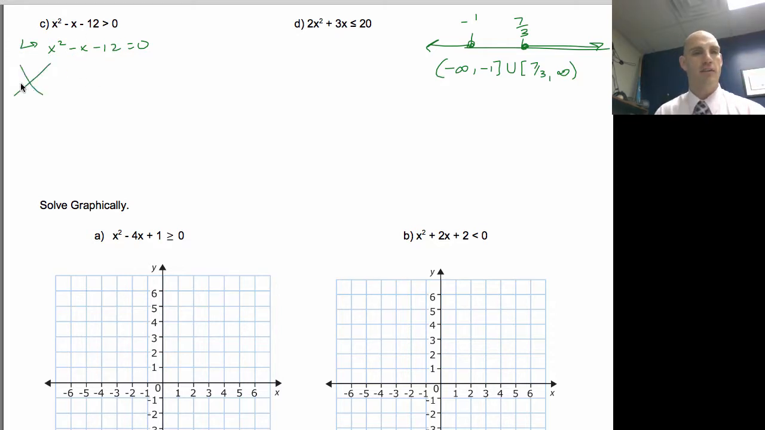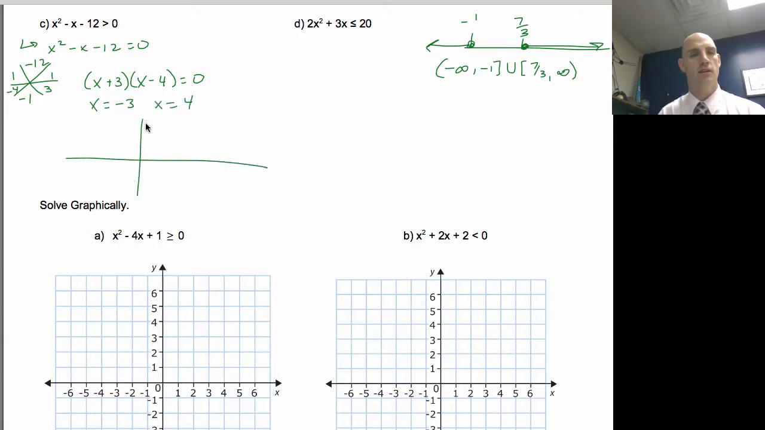So if I factor this, I've got negative 12, and this is 1 and 1 because a goes there, and then b goes here, negative 1. So I need two things that multiply to negative 12 and add to negative 1. So I'm going to have negative 4 and 3. So I've got (x plus 3)(x minus 4) equal to 0. So check out what this means. Either x is negative 3 or x is 4. Those are my zeros.